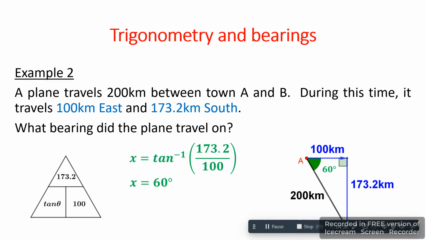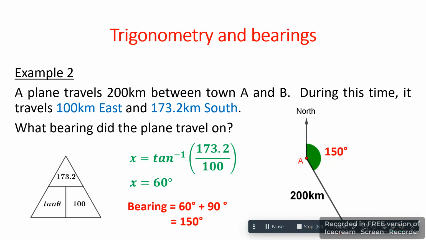So if I go back and pop in the north again at town A, and we know that angle's 90, I hope you then can see that the total bearing we're after is 90 plus the 60, giving us a bearing of 150 degrees. It's got 3 digits, so I don't need to pop a 0 at the front. So the bearing it travelled on was 150 degrees.